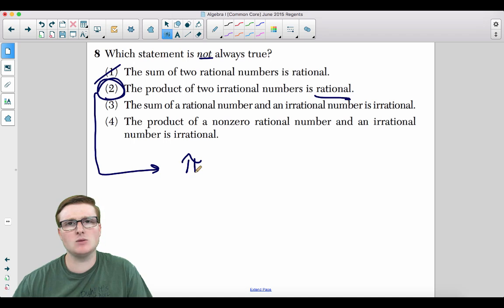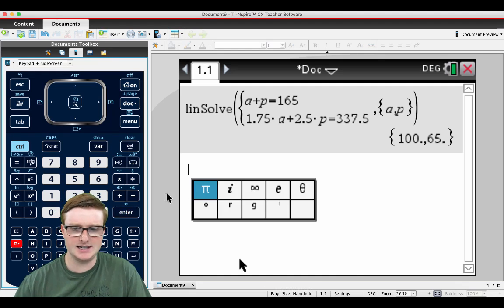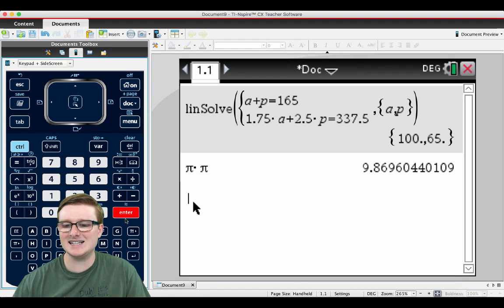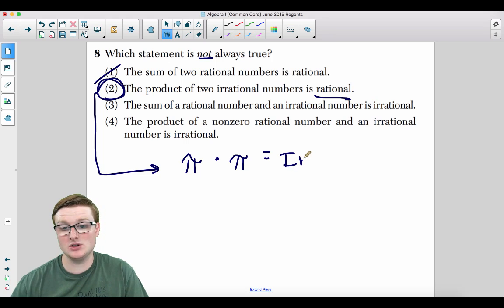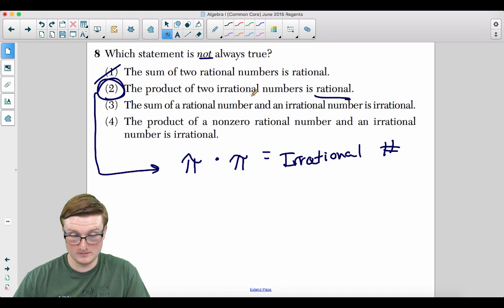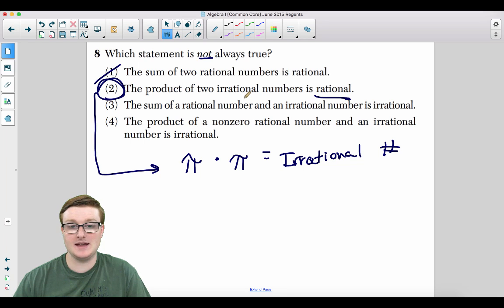The product of 2 irrational numbers is rational? Well, if you take pi, which is an irrational number, and you multiply it by pi, look at what you get. Pi times pi is 9.869604400109. That is not a rational number. So this will result in an irrational number. So that statement is not always true. All right. So, that's it. The product of 2 irrational numbers is rational, and I just proved that this is going to be an irrational number.